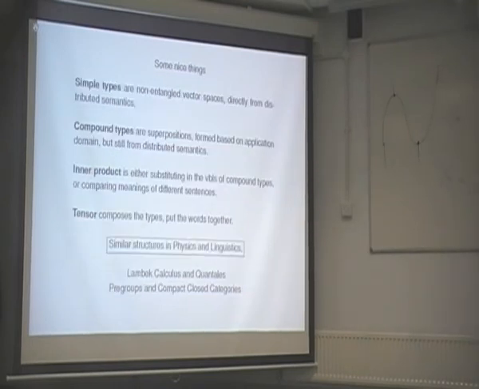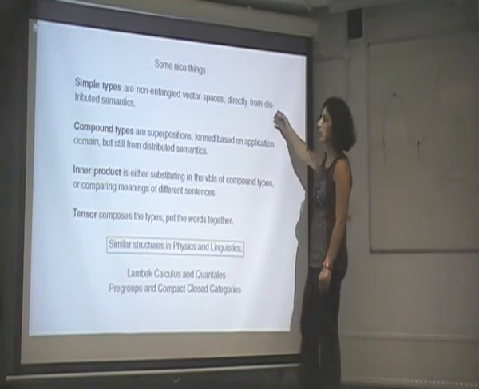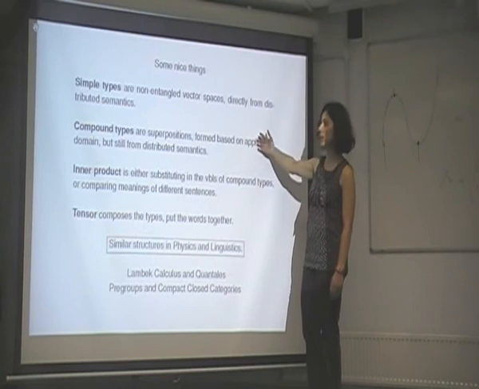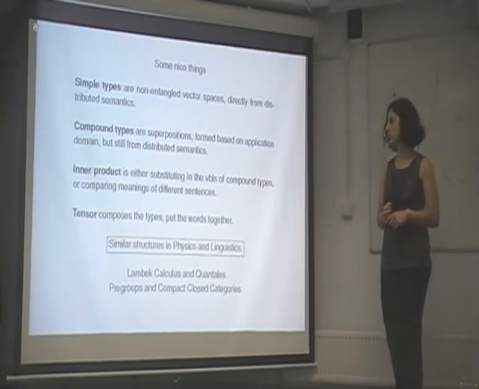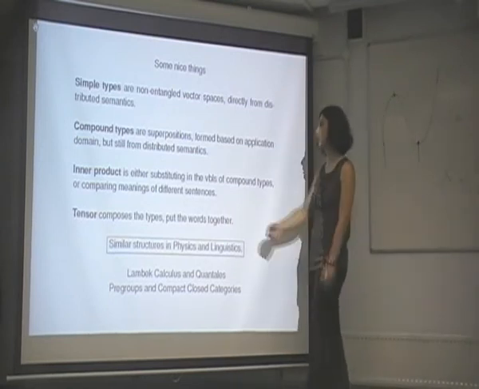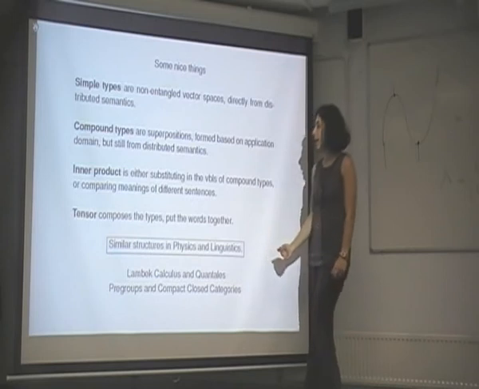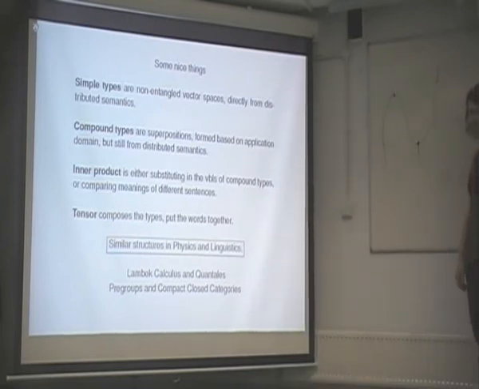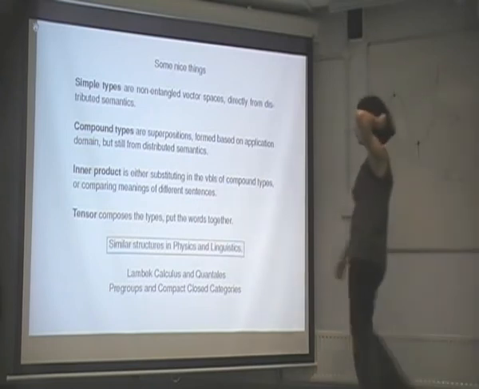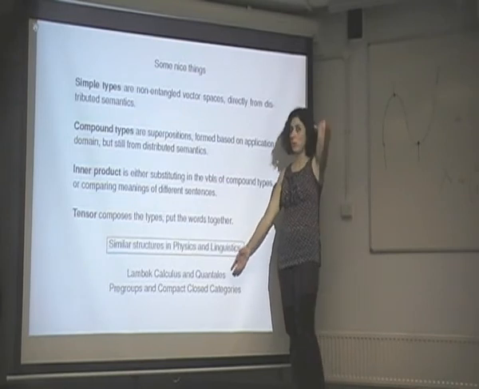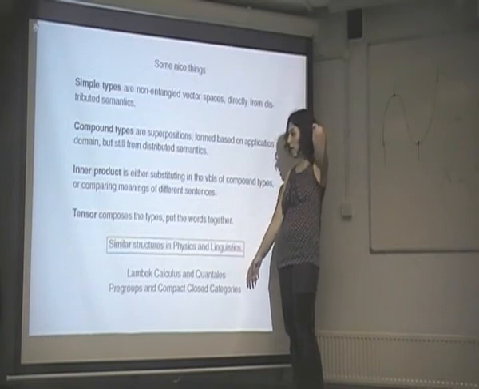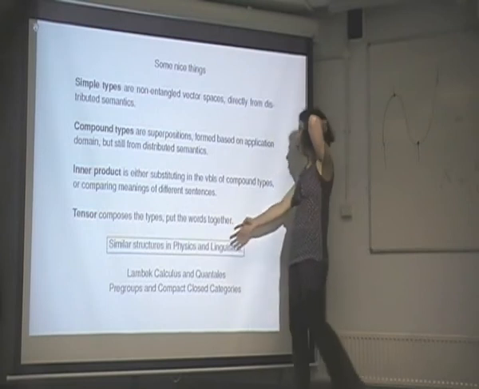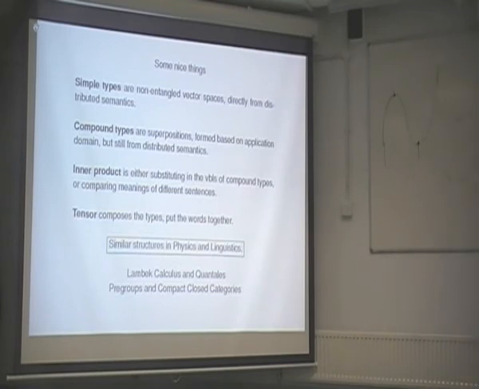And then some nice things that show up, like that simple types are just vectors, uninteresting. However, the compound types are superpositions, and that's where the entanglement becomes important. An inner product: like in proof theory, people say cut elimination is just substitution, and everybody is excited. So here we say, okay, inner product is really substitution. And something else, very mildly, is that there are similar structures in physics and linguistics that are interesting. For example, Lambek calculus of 50 years ago, if you complete it, you get quantum locales introduced for non-commutative cases in physics, the same structures. And now, 50 years later, Lambek's pregroups are compact closed categories, also both used in physics. Thank you.